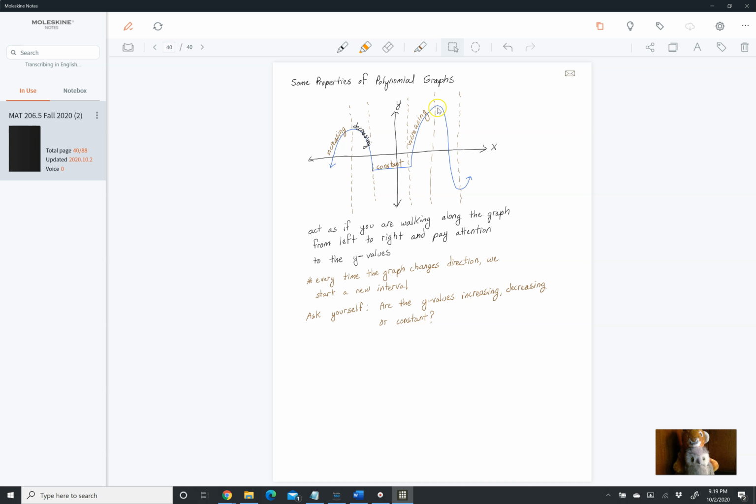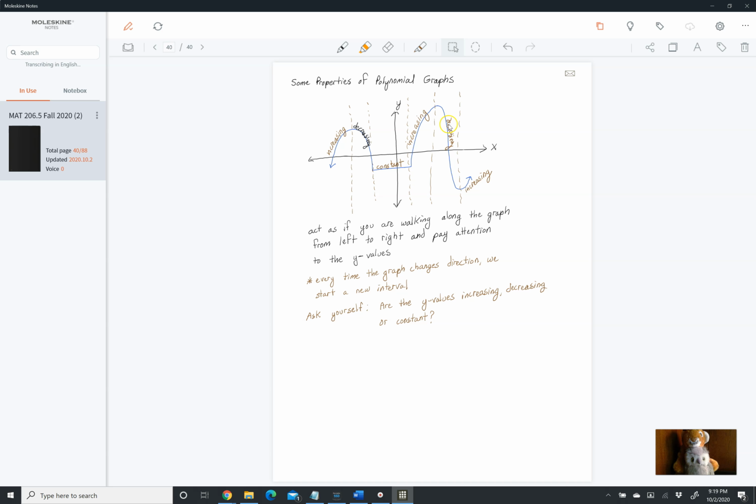We keep going. All of a sudden, there's another turning point, and at this turning point, now we've started decreasing again. They're only constant when the y values do not change at all. And then once again, we reach a turning point, and all of a sudden, now they're increasing again. So we have increasing, decreasing, and constant. That's the first thing that we're looking at, what's happening to the y values.